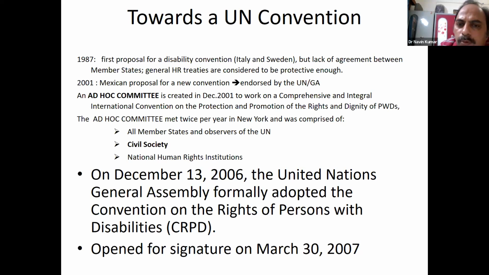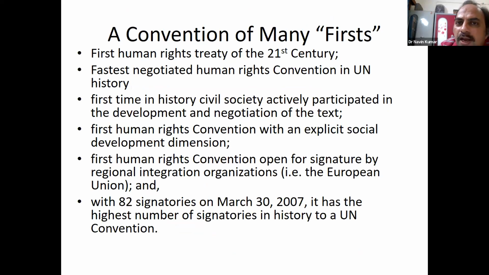The ad hoc committee met twice per year in New York and comprised all member states, civil society, and national human rights institutions. In December 2006, the UN General Assembly formally adopted the Convention on the Rights of Persons with Disabilities, and it was open for signature on March 30, 2007. It is a convention of many firsts. First human rights treaty of the 21st century, fastest negotiated human rights convention in UN history, first time in history civil society actively participated, first human rights convention with an explicit social development dimension, first human rights convention open for signature by regional integration organizations, and with 82 signatories on that day, the highest number of signatories in history for a UN convention.